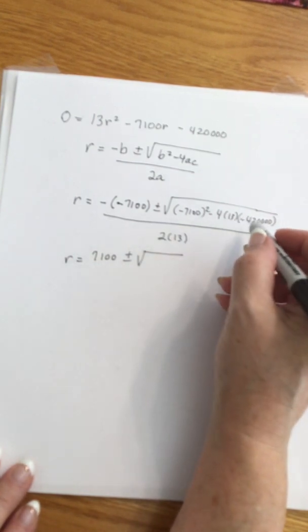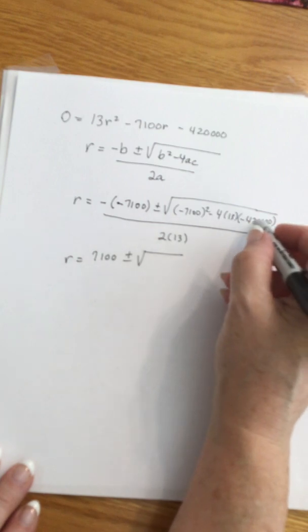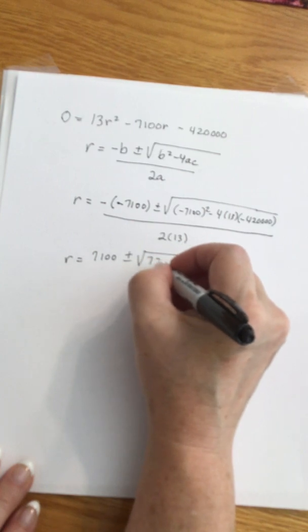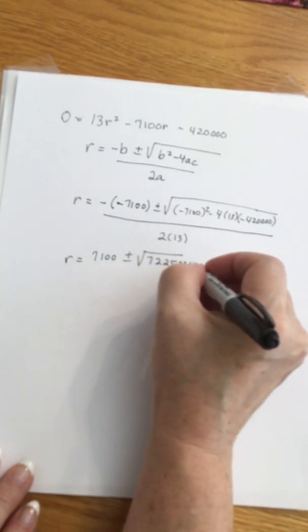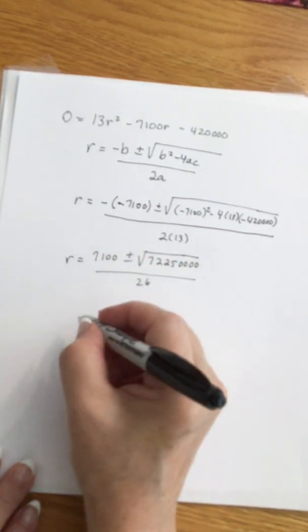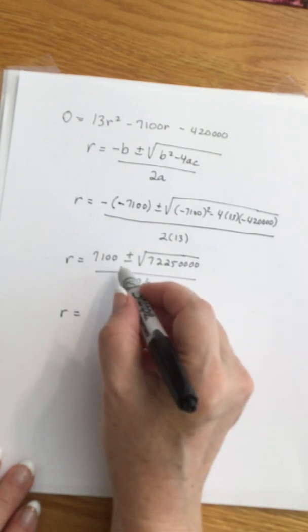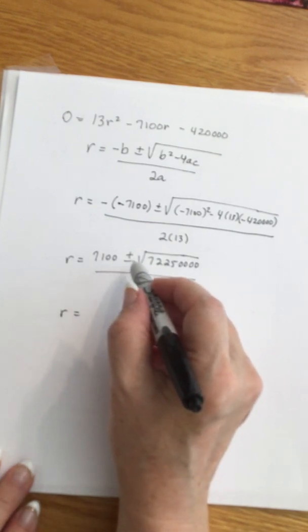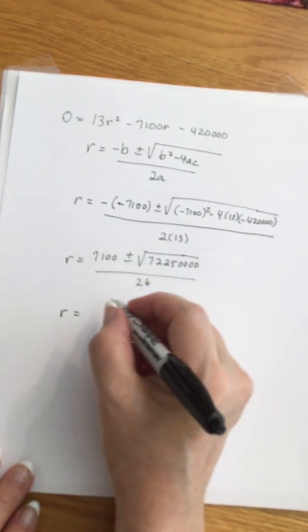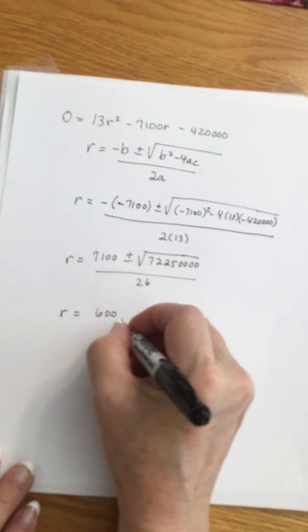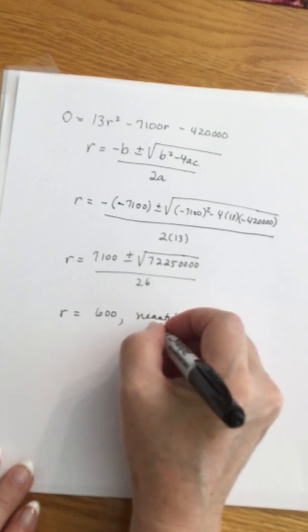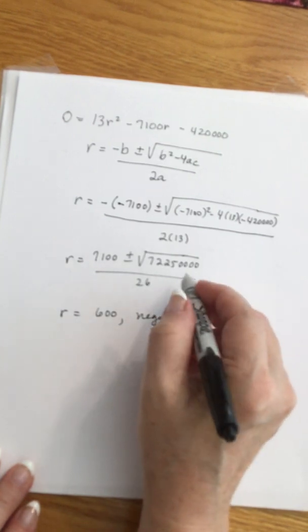So I'm going to square this. Notice this is negative times negative, which makes this quantity over here be positive. So whatever this is squared plus this is going to give me 7,225,000 all over 26. So when you work this out, you're going to get this plus this divided by 26, this minus this divided by 26. So you get 600 and you get some negative number. You could work it out if you want to, but you know it's going to be a negative number.